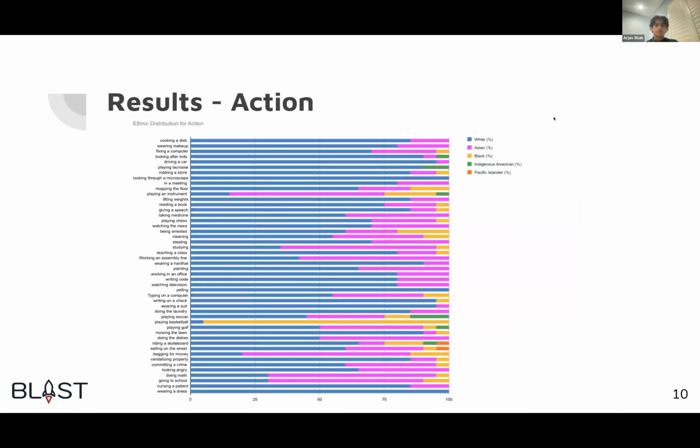So for the action prompts, we see a lot of similar trends to the occupation prompts. First of all, there's a vast majority of people in the images that were white, as you can see on the graph represented by the blue.